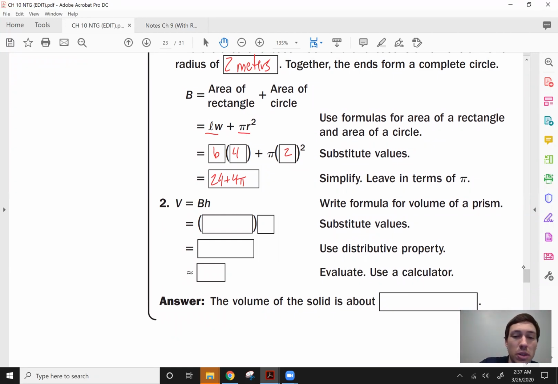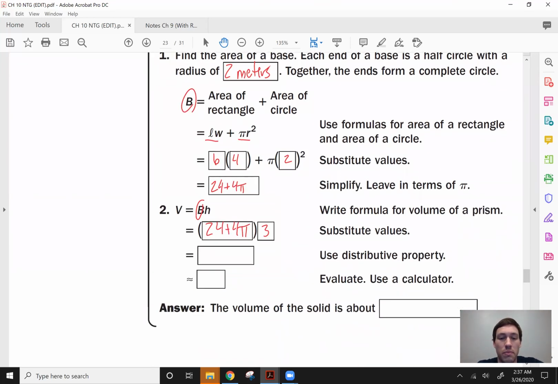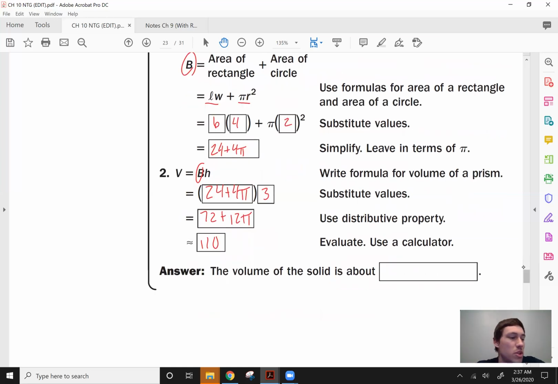Okay, now volume equals base, which is what we just found, times the height. So 24 plus 4 pi times the height, which was 3. The height of the whole thing is 3. So that gets me 72, I distribute, plus 12 pi, which is roughly 110 when you plug that into your calculator. So the volume of the solid is about 110 cubic meters.